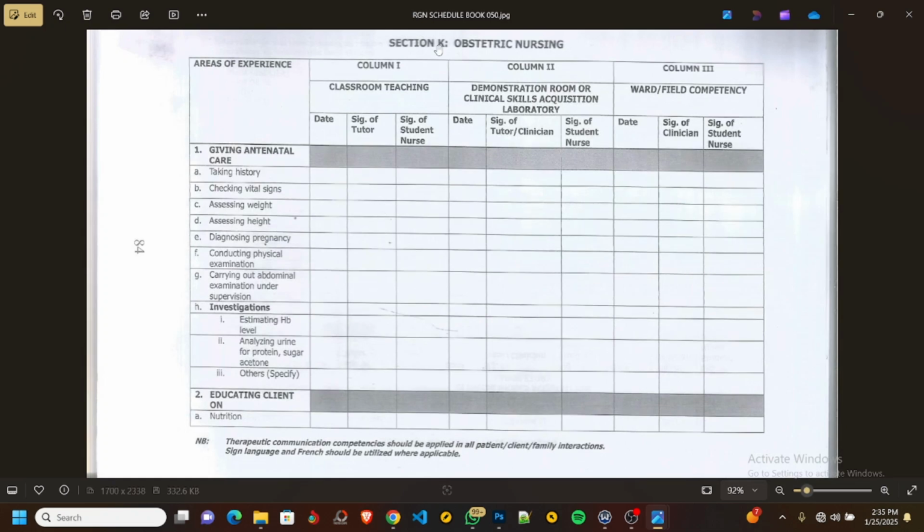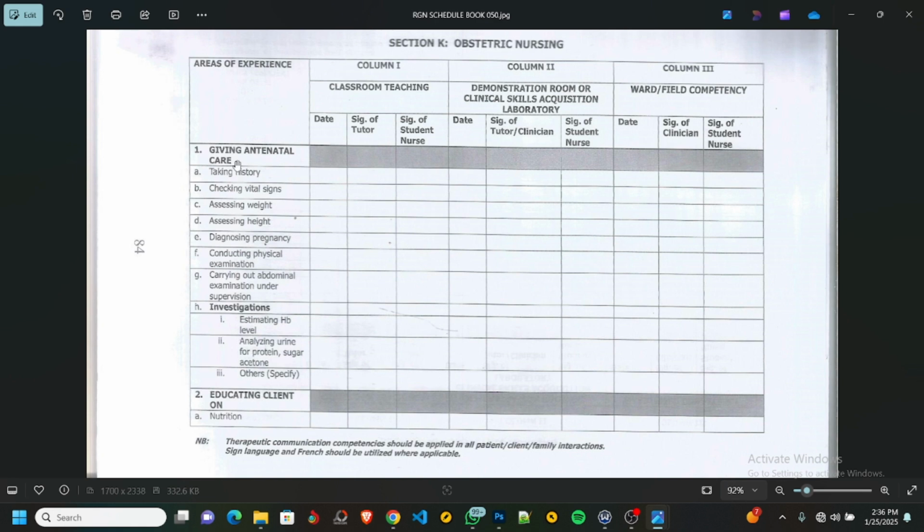Yeah, so the next one will be obstetric nursing. And obstetric nursing, these are the experiences the Nursing and Midwifery Council expects you to go through. And the same way you'll be taught in the classroom, you write the dates under the dates column, then you sign as a student nurse correspondingly, and then you also make sure the tutor signs. Then you do the same thing for the skills lab acquisition, or when it is done in the hospital setting. The dates you also write, then you sign as a student nurse, then the clinician also does the same. Then you do the same thing for that of the competency. So you write the date and sign for a particular one, then the clinician will also sign. So that is how it goes.